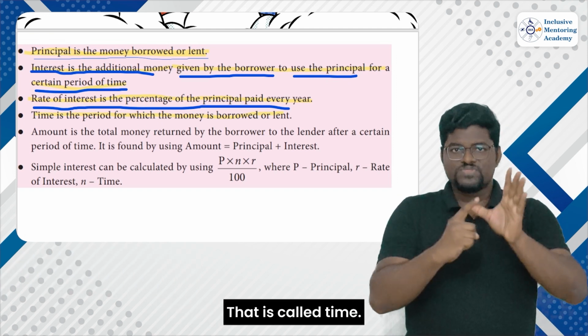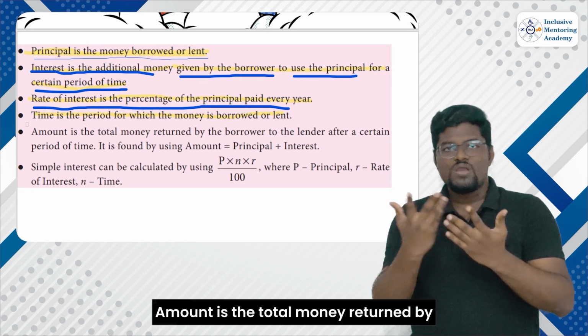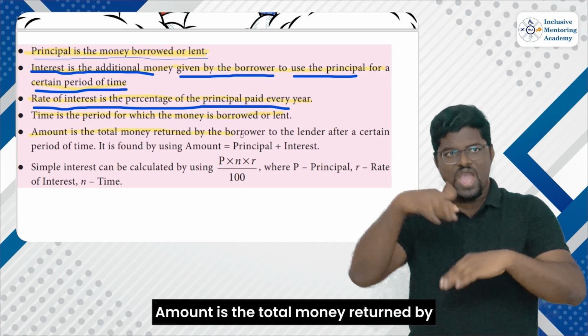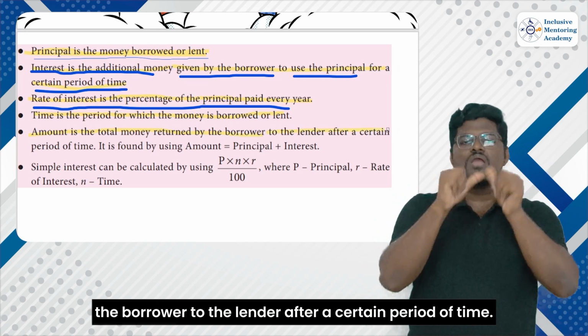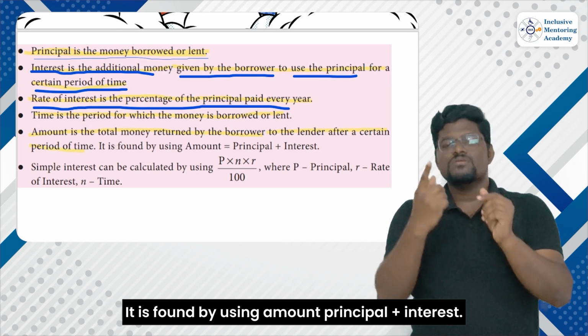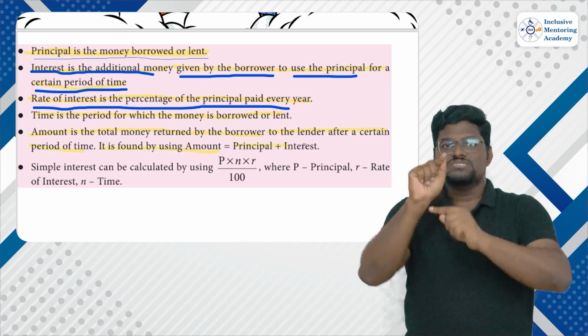And the next one is amount. Amount is the total money returned by the borrower to the lender after a certain period of time. It is found by using amount equals principal plus interest.